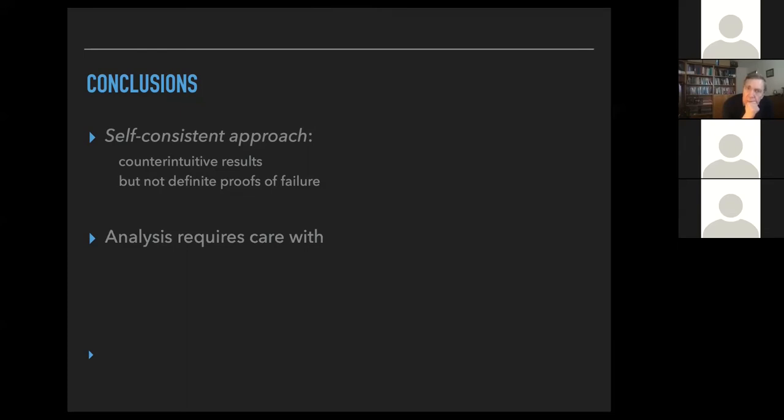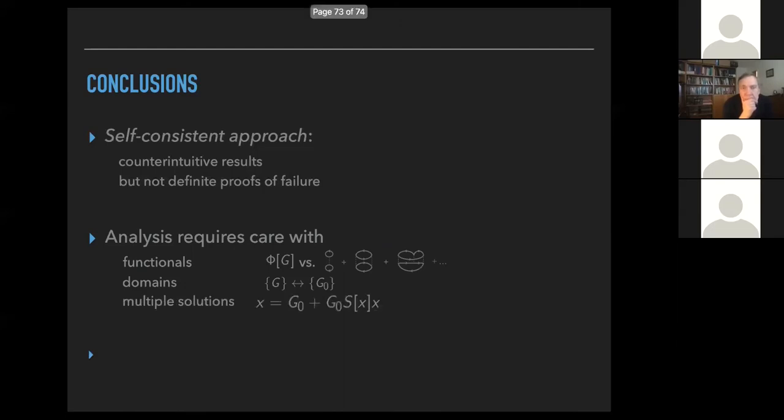The analysis of these results requires very much care in talking about functionals, in distinguishing between the non-perturbative definition of a function and its perturbative counterpart, and about domains, because only if the correct set of interacting Green's functions and the correct set of non-interacting Green's functions is defined, can you see whether the map is one-to-one. And the fact that these domains are just subsets of all two-point functions leads to a problem of multiple solutions. This is very important, and it has been neglected.